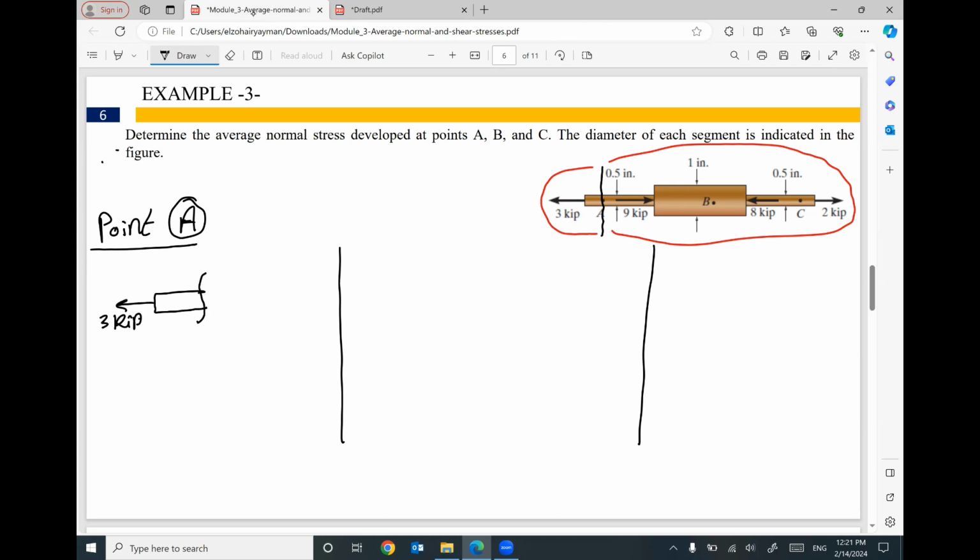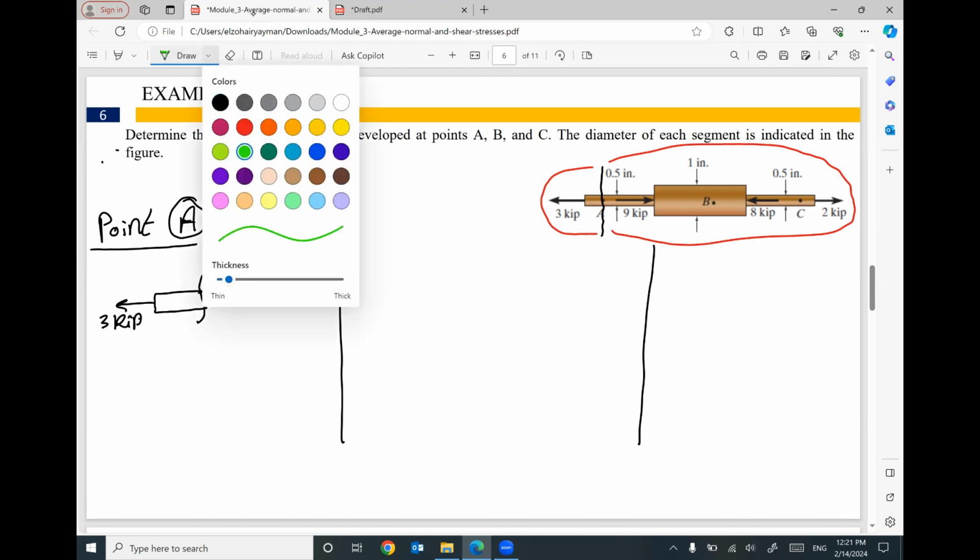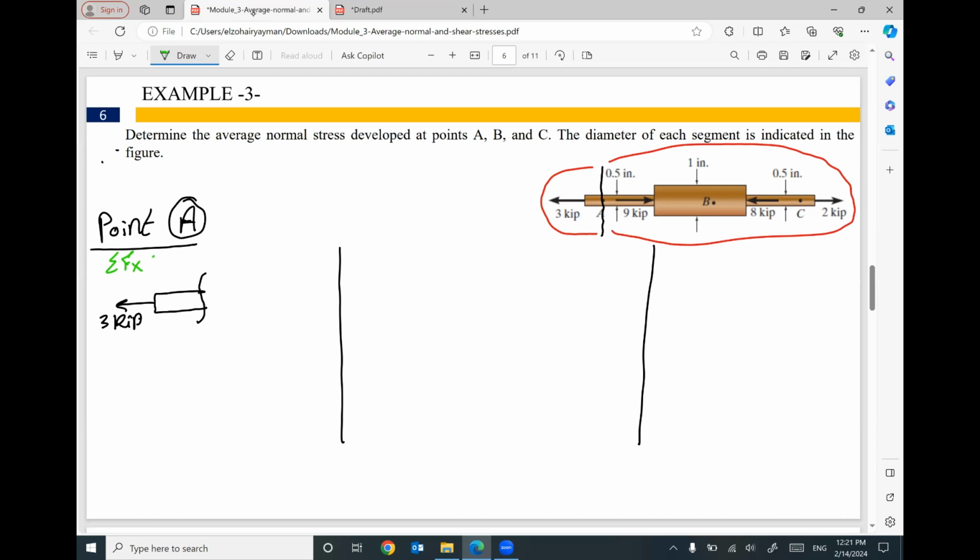And I made the cut here. From engineering mechanics, applying summation of Fx equals 0 to make sure we have equilibrium, we must have another force in this direction equal to 3 kip to make equilibrium, to make summation of Fx equals 0. This force in this direction, related to the member under consideration, is pulling. So this force is tension.